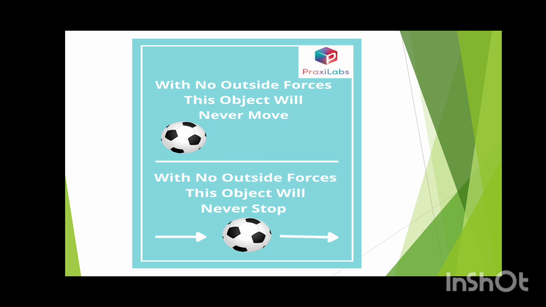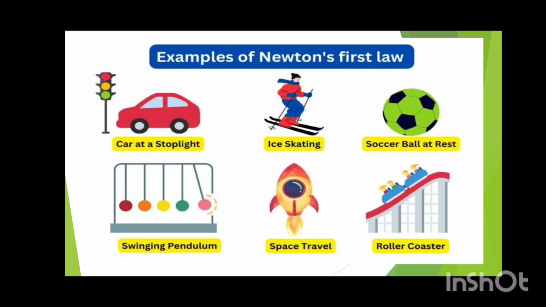That means every object continues to be in a state of rest or uniform motion unless compelled by some external unbalanced force. Simply, the body which is in rest position always wants to be in its rest position, or the body which is in uniform motion always wants to be in its uniform motion unless compelled by an external unbalanced force. Okay, next, examples for Newton's first law.